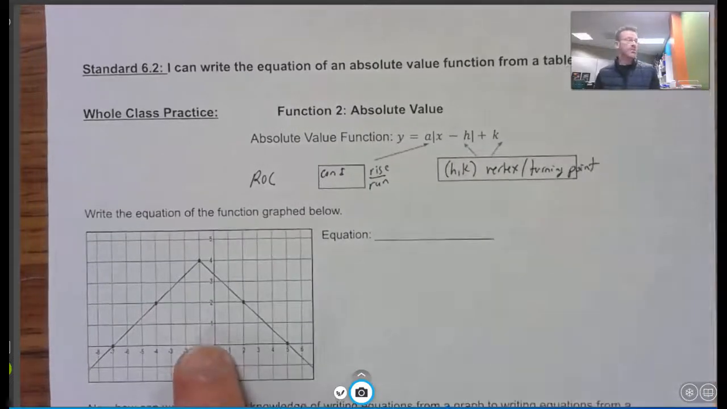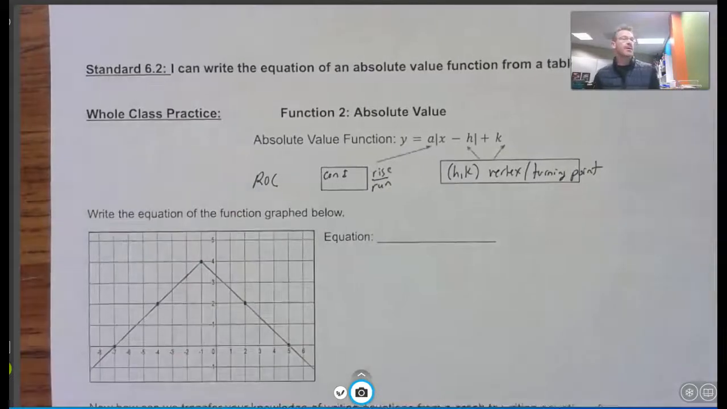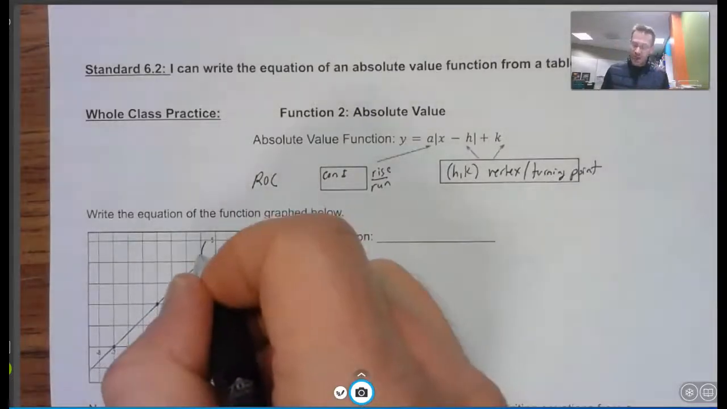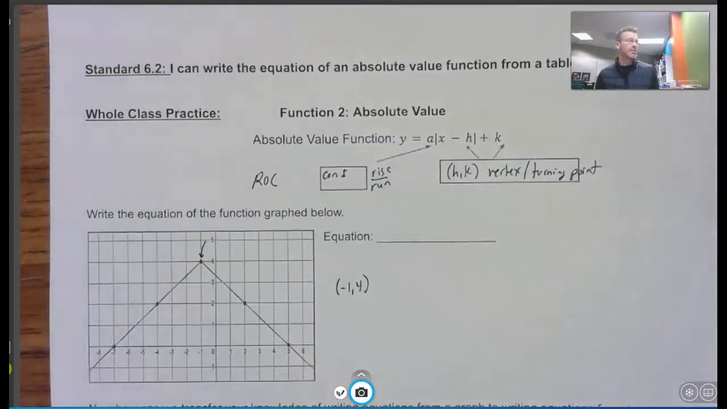So once again, just like we did before, I want you to pause the video. I want you to write the equation of this absolute value function that's graphed here. Flip the video back on and we'll see how you did. Now hopefully all of you identified the vertex in this as (-1, 4). So we have to use that vertex.